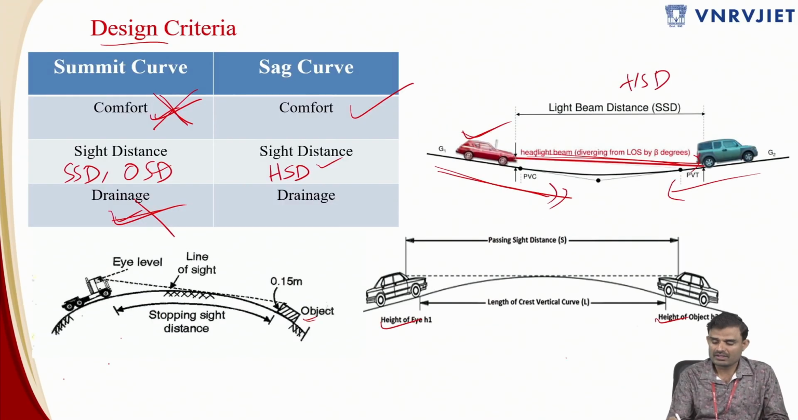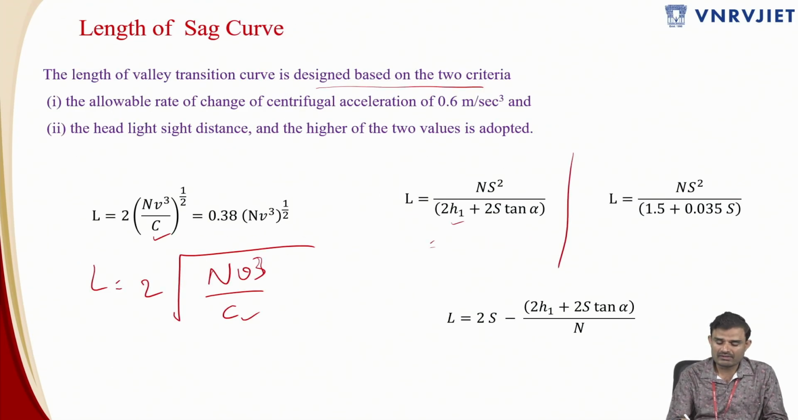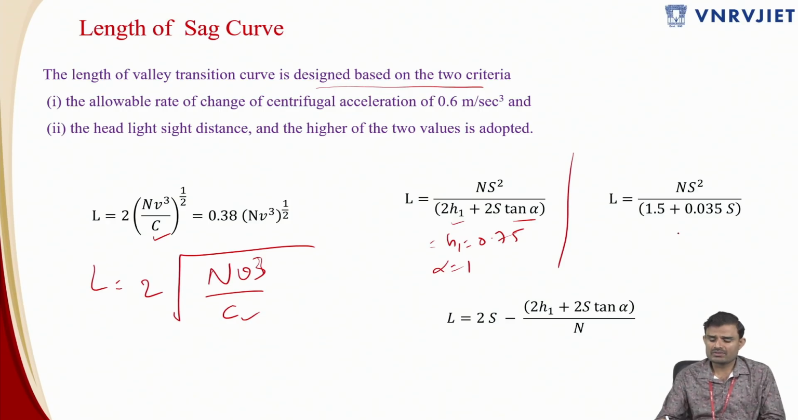So here you see that the height of the light is not the height of the driver or the height of the object; it is somewhere in the middle, the height of the headlight. So that is why h1 is taken as 0.75, and generally the deviation angle for the beam is taken as alpha equal to 1 degree. Then you substitute the alpha value as 1, so you will get the value of tan alpha. You substitute that over here, and then you will get L is equal to N S squared divided by 1.5 plus 0.035 S. Again, this is assuming that L is greater than S. If L is less than S, everything is easy, simplify. You take this S squared as 2S.